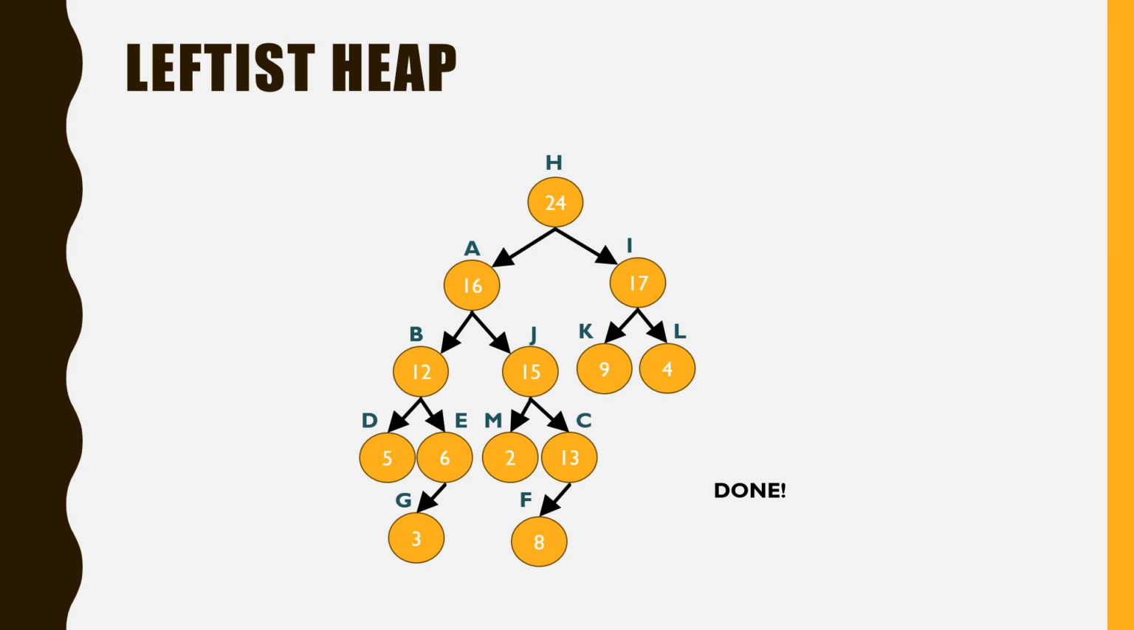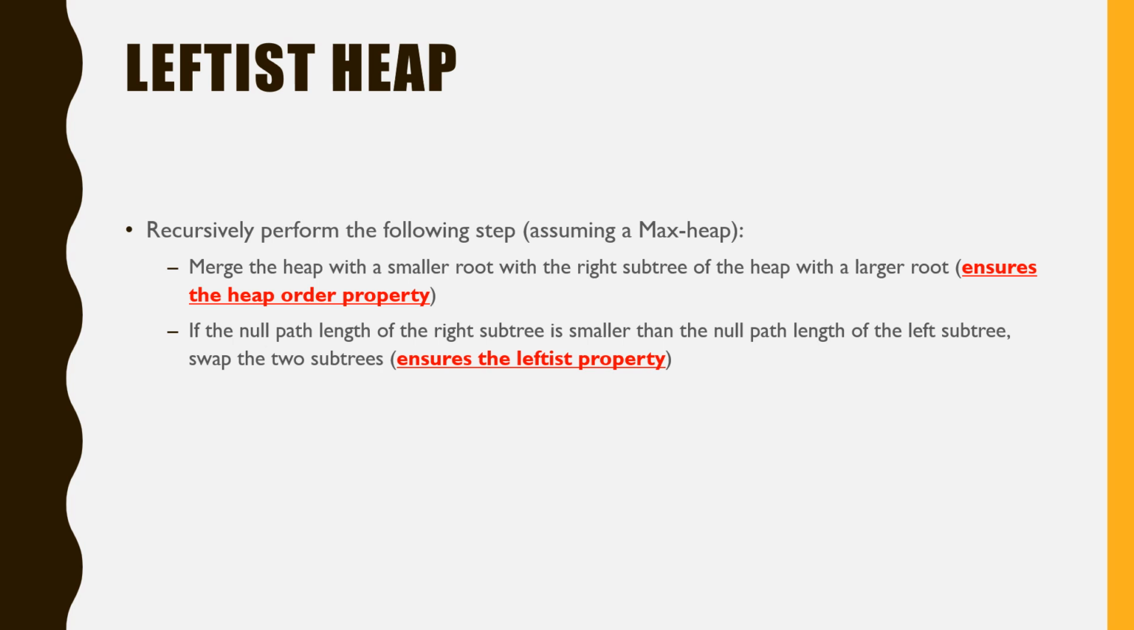After swapping the subtrees, we obtain the final merged leftist heap, as shown here. You can verify that both the heap order property and the leftist property are fully satisfied in this merged heap. The two steps in this merge procedure guarantee that the resulting heap remains a valid leftist heap. First, always merging the heap with the smaller root with the right subtree of the larger root ensures that the larger root becomes the new root of the merged heap, preserving the heap order property.